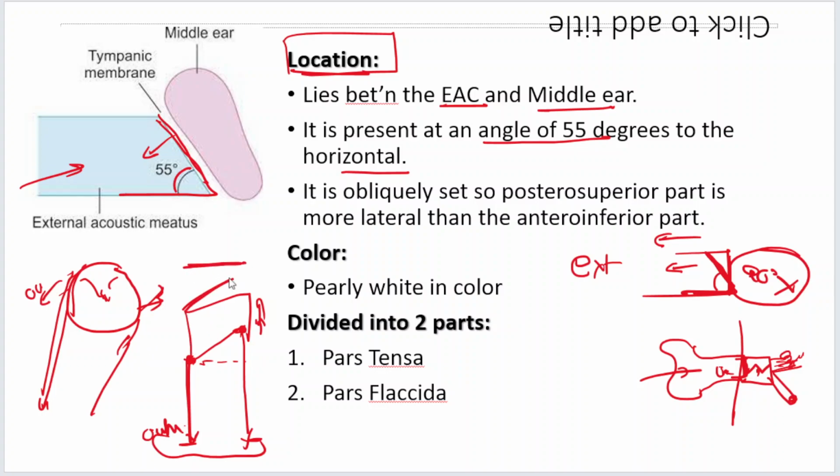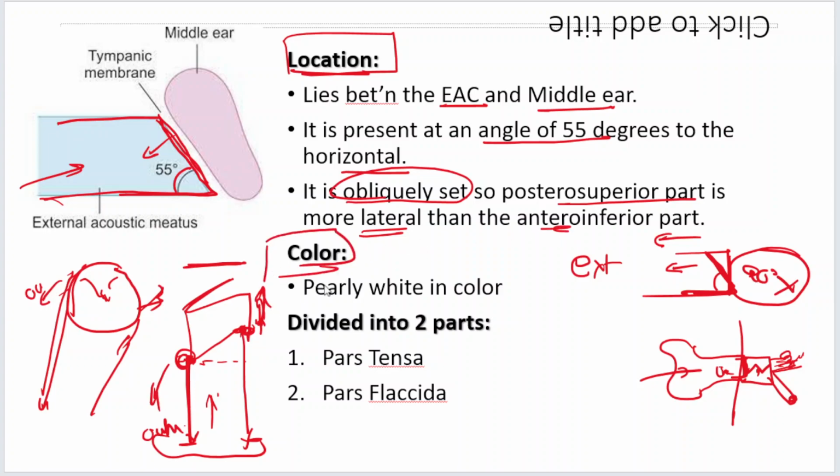It is present like this. Okay, this is the floor of the external auditory canal, this is the roof of the external auditory canal. I am giving you a cross section so that you can understand it this way also. So it is obliquely set, so that the posterior-superior part is more lateral. As I said, the posterior-superior part is more lateral than the anterior-inferior part.